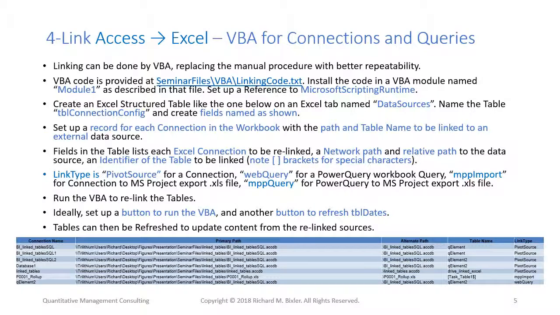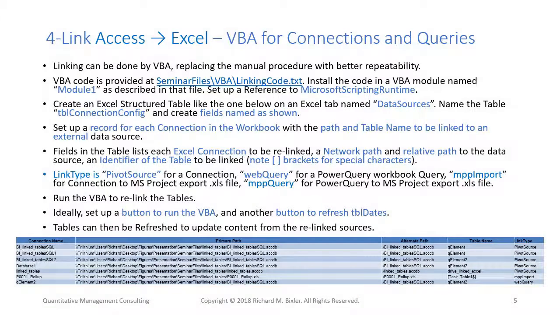Relinking the Access database to read Excel source tables still follows the manual method described earlier in Section 1, Link Excel to Access, and we'll cover Visio relinking on the next slide. Relinking SQL Server data queries to source tables will also be covered on upcoming slides. The structured table shown on this slide is named TBL Connection Config, pronounced Table Connection Config, and is on a tab named Data Sources. You must set up both of these.